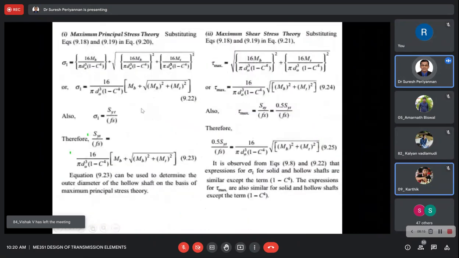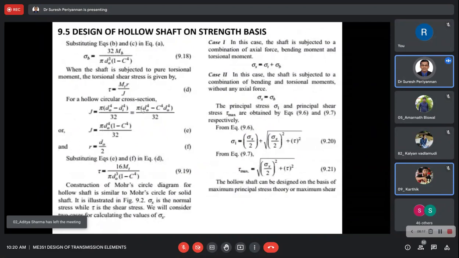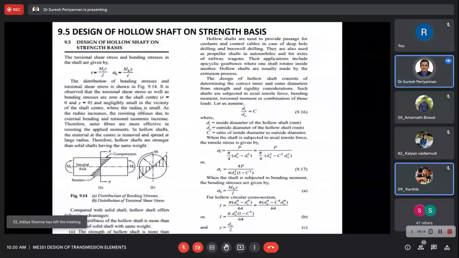Right, now I come to this hollow shaft. I think we discussed some of the basics in the last class. Now we start from the hollow shaft design, and then we discuss the problems corresponding to hollow shaft design.